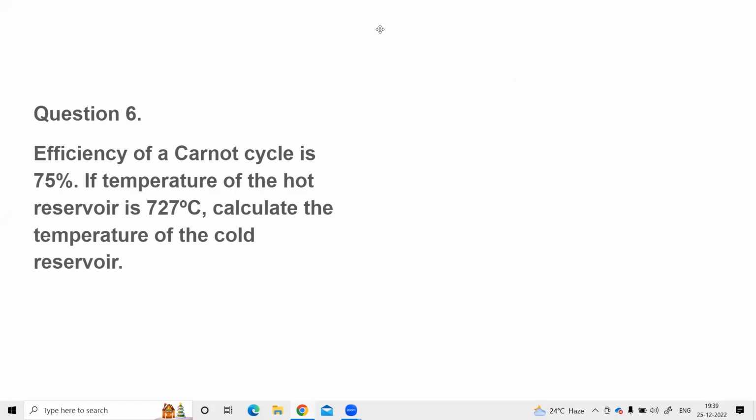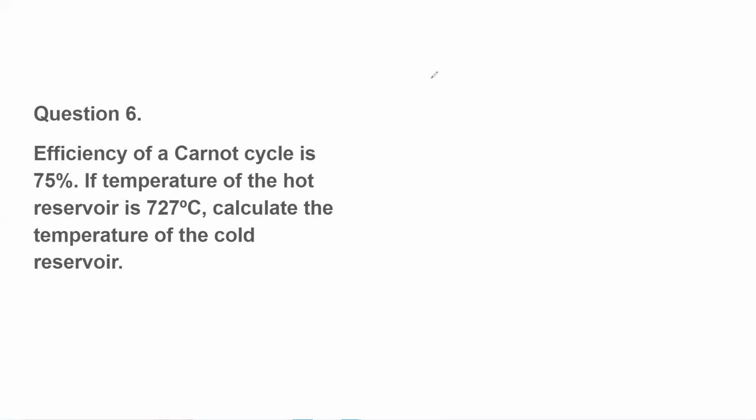Efficiency of Carnot cycle is 75%. If temperature of the hot reservoir is 727 degrees Celsius, calculate the temperature of the cold reservoir. Now, here in this question, efficiency of a Carnot cycle is given, which is 75%. So for efficiency, we are having symbol eta. So eta is 75%.